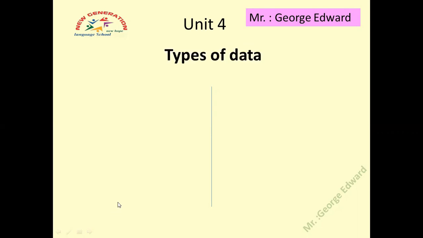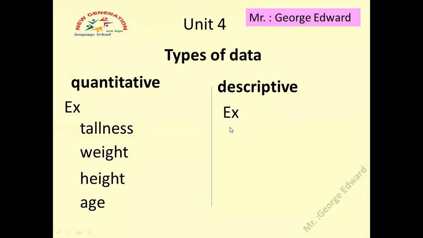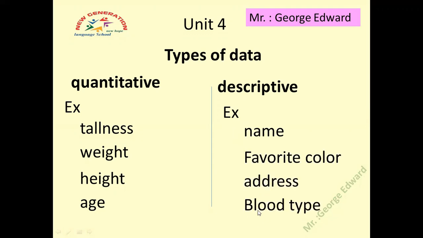We have two types of data. Number one is called quantitative data. For example, tallness, weight, height, and age. The second type is called descriptive data. For example, name, favorite color, address, and blood type.